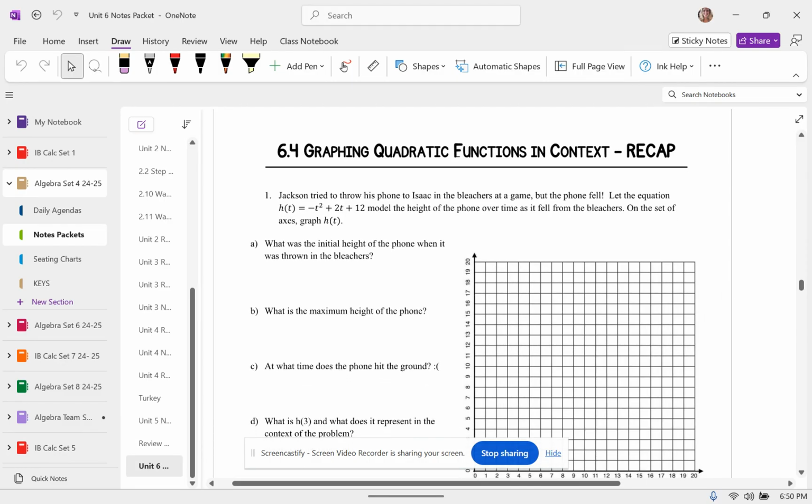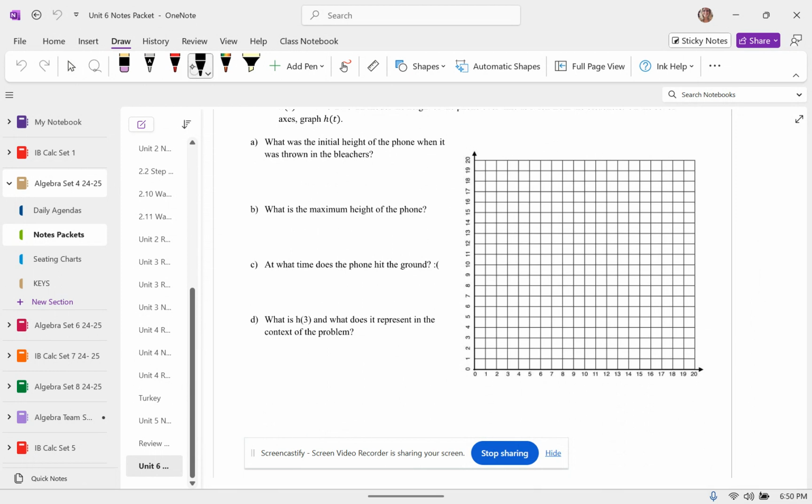Alright, so it says Jackson tried to throw his phone to Isaac in the bleachers at a game, but the phone fell. Let the equation h of t equals negative t squared plus 2t plus 12 model the height of the phone over time as it fell from the bleachers. Okay, so this is time. And then this is h of t, the height of the phone.